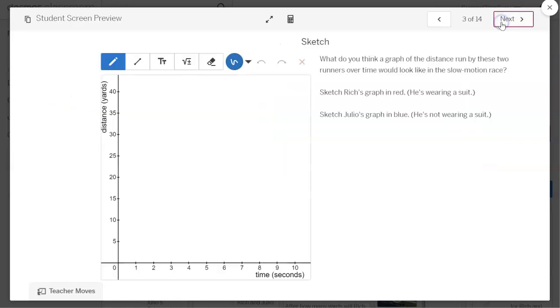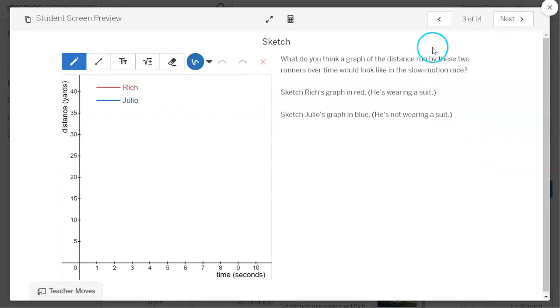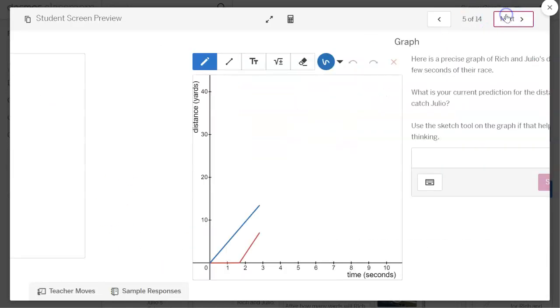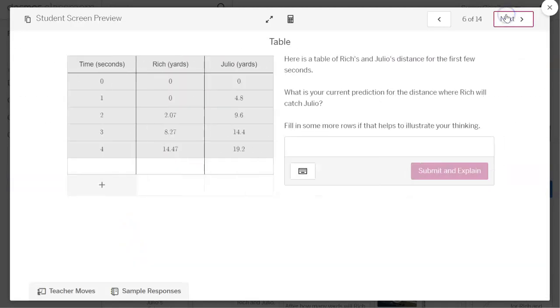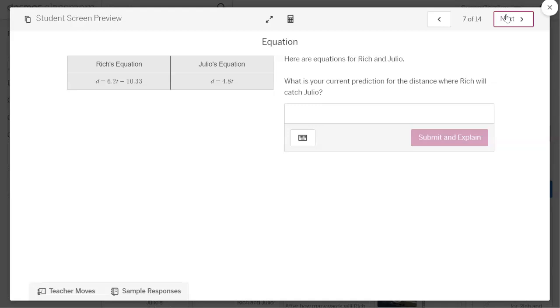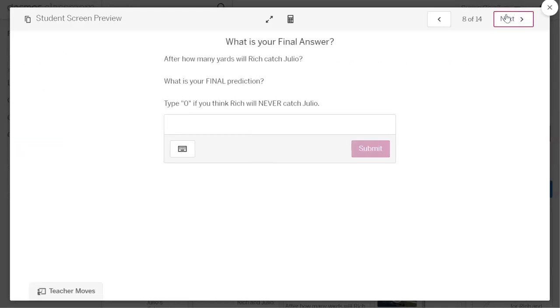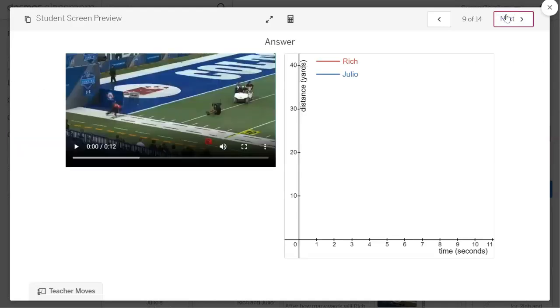They will also be looking at multiple representations, so not just a graph, but also a table, and then they're going to basically refine their prediction based on their graph and their table. They do give them an equation as well, so that will be their third representation, and then they will make their final prediction. On this screen, when they play the video, it will create the graph to match the video, so they'll be able to see if their predictions are correct.